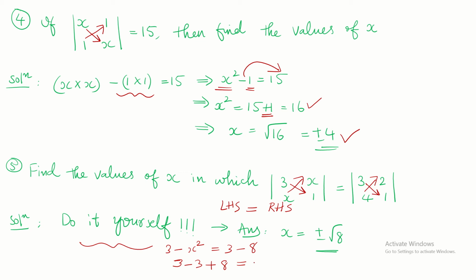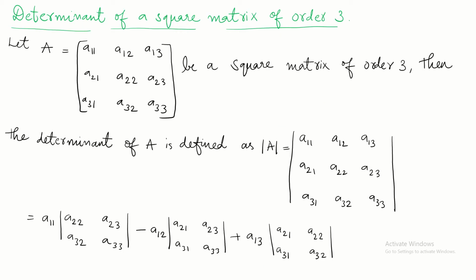When it comes to the right side, it will be x square. So 3 minus 3 is 0. So x square is 8. So from here, the value of x is square root of 8, which will be plus or minus. Okay, you have to do it. So till now, I have discussed how to find the determinant value of an order 1 matrix and an order 2 matrix.